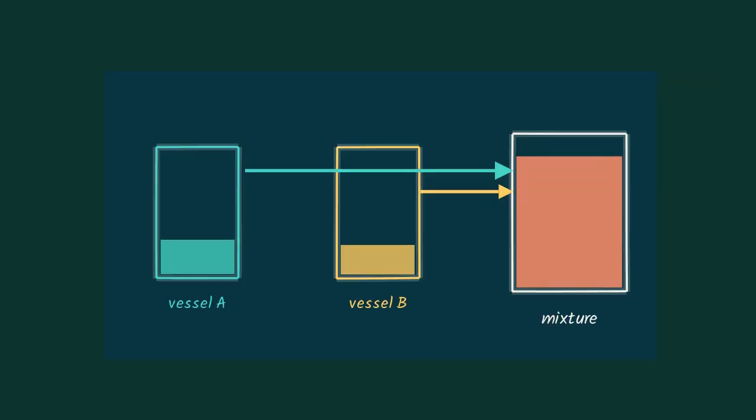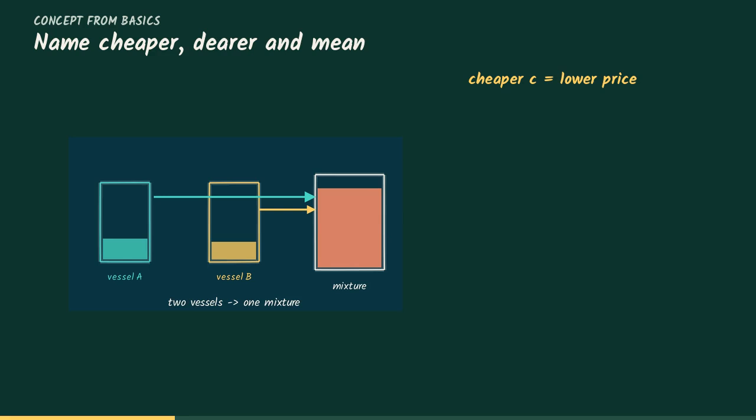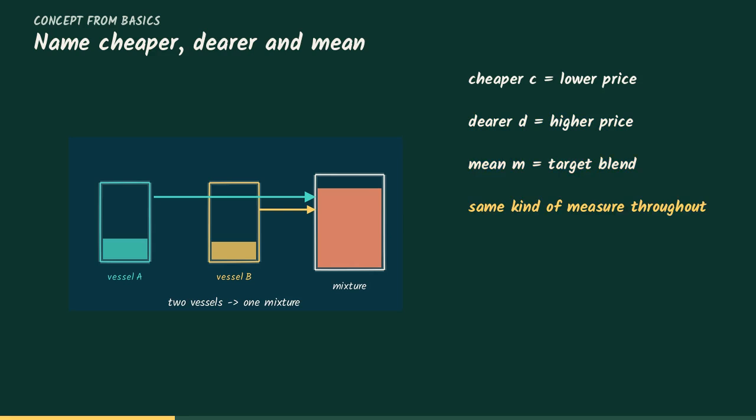Keep the labels honest. Cheaper C is the lower price, 60 rupees here. Dearer D is the higher, 90. Mean M is the blend you want, 70. Write everyone as price per kilo, or everyone as percent purity. Never mix kinds of measure.